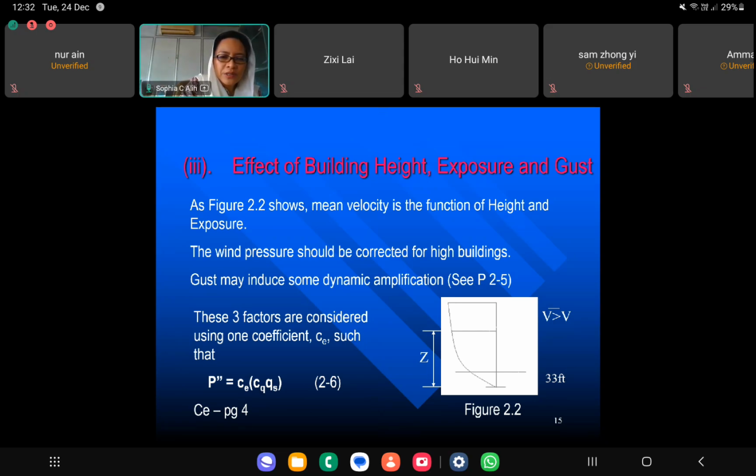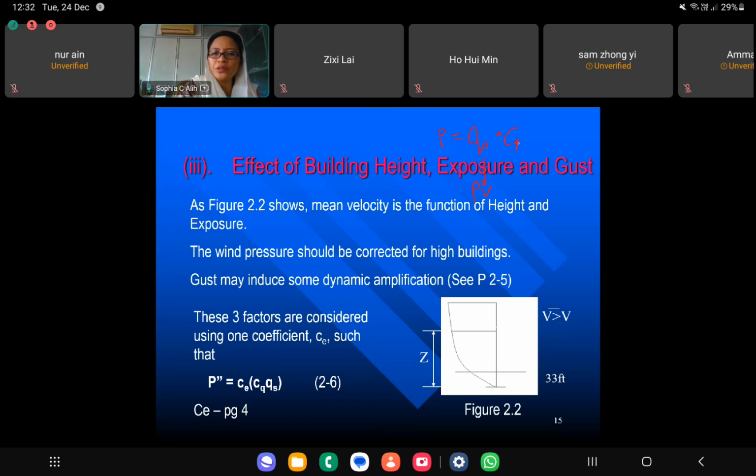So just now we have P equal to QS, that is the stagnation pressure, in which stagnation pressure depends on the density and the velocity. Now you introduced the CQ just now, right?